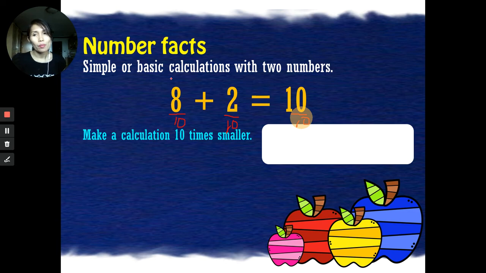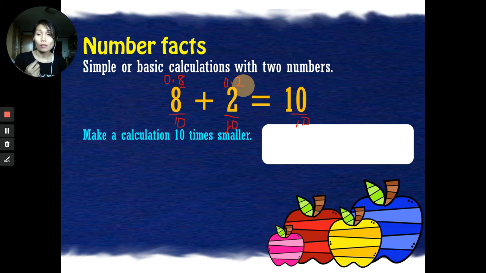Do you remember what 8 divided by 10 is? It's 8 tenths, right? And how are you going to write 8 tenths in numbers? It's 0.8, because tenths is the first digit after the decimal. How about 2? 0.2. 2 divided by 10, or 2 tenths.